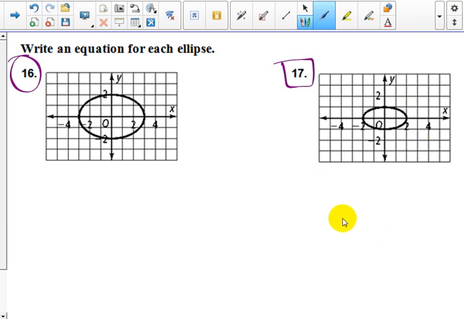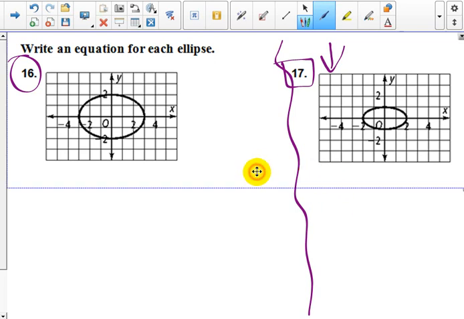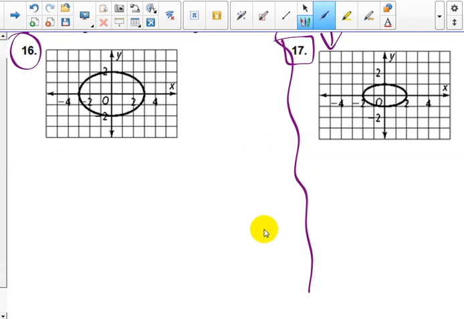Okay, all right, so now we're going to move on to the last problem. For our last problem set, we're going to work 16 together, then you'll do 17, and then spend the rest of your class hour on the word problem on number 13. Okay, so let's focus on 16. It says write an equation for each ellipse. Well, we can tell by looking at this, it's longer. So this is a horizontal ellipse.